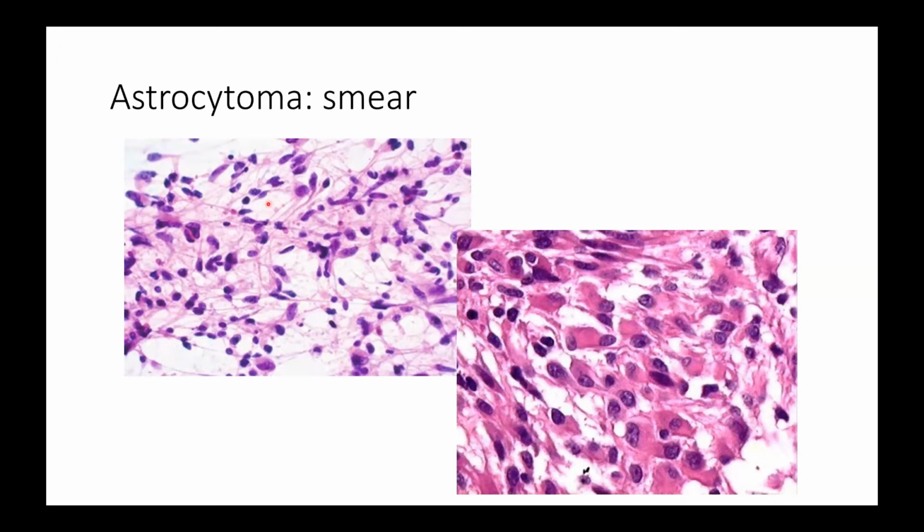These are essentially the only tumor type that are going to show these nice stringy cytoplasmic processes. The nuclei are very consistent with what we've seen in the permanent sections: pleomorphic, hyperchromatic nuclei, and occasionally those gemistocytic forms can be seen as well.